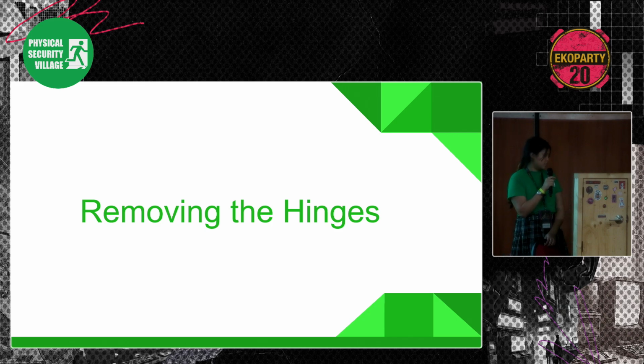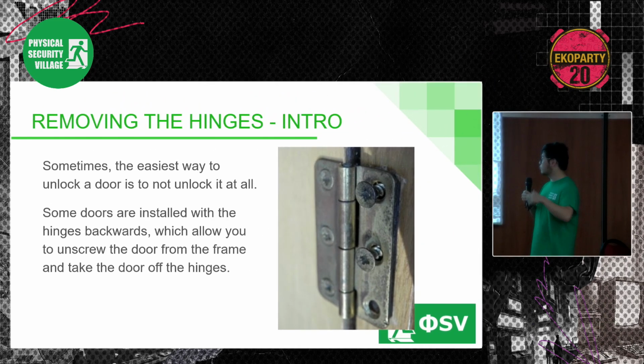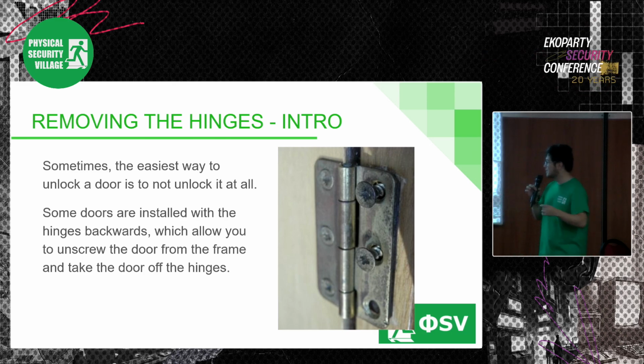Next is removing the hinges. So to remove the hinges, this is sometimes the easiest way to open the door. But there are a couple of things that will need to happen for you to be able to use this method. Specifically, the hinges need to be installed incorrectly, aka on the outside of the door. If it is installed this way, then all you need is a screwdriver to unscrew the door, and you can literally take the door off the hinges and go inside.